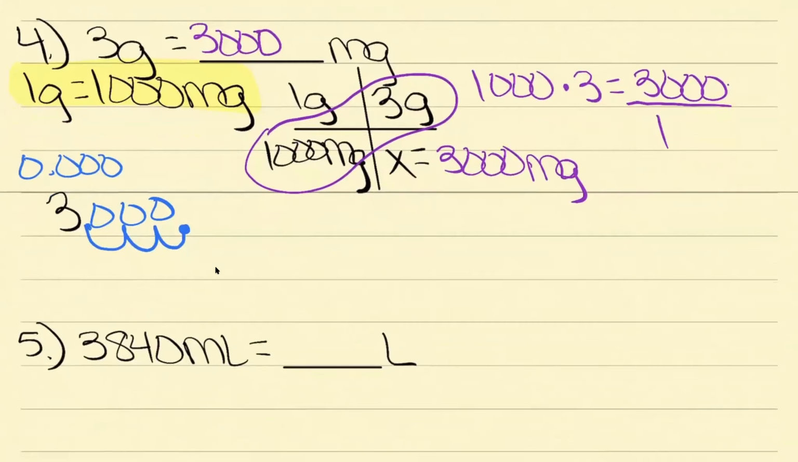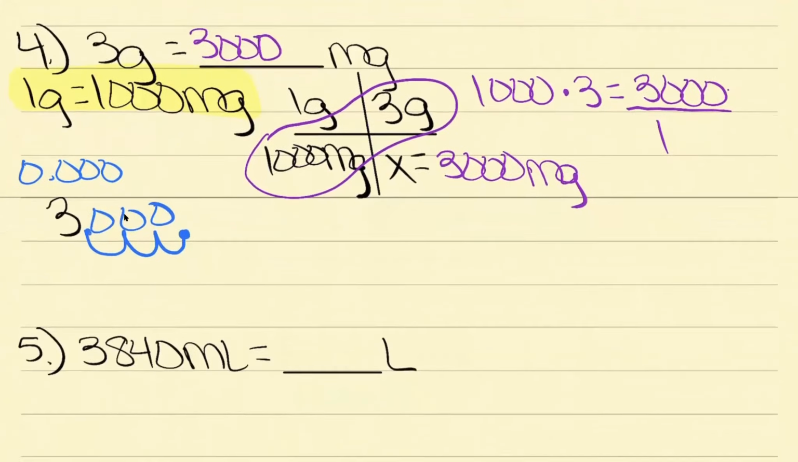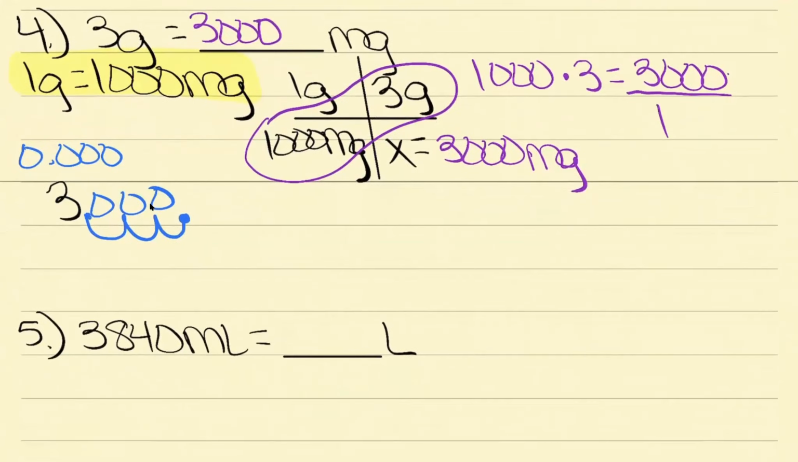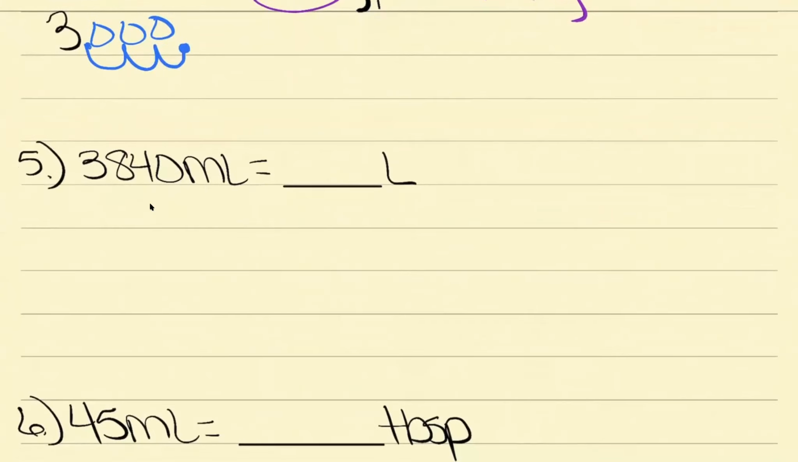So the answer is 3. This decimal place trick is just the easier way, or it just depends on what works for you. But it's also a way that you don't have to waste time using a calculator. You can just do that. Okay, moving on to number 5.